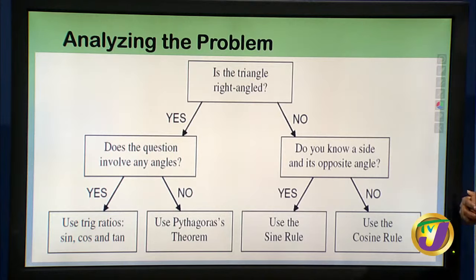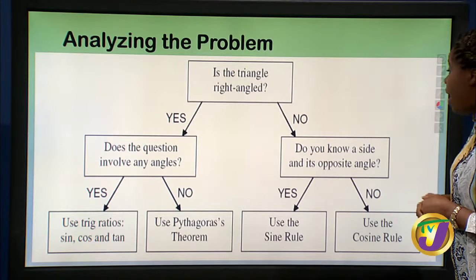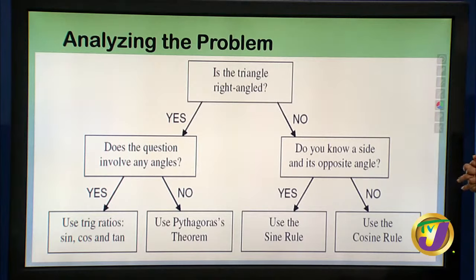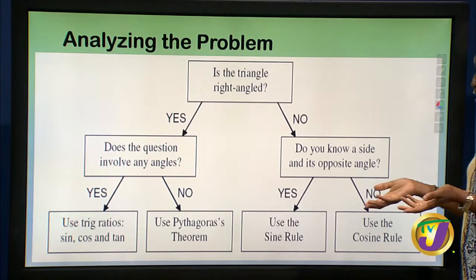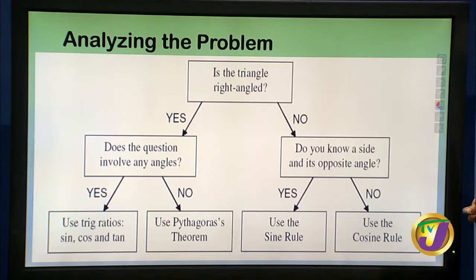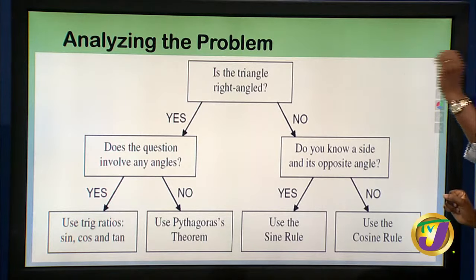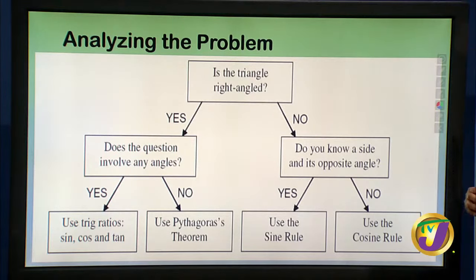But if it's not a right angle triangle, what do we do? All right, so it's not a right angle triangle. Do you know a side and its opposite angle? If you do, use the sine rule, and we'll look at that later on. And if not, you use the cosine rule. So you look for a side and its opposite angle. All right, so let's see what comes next.